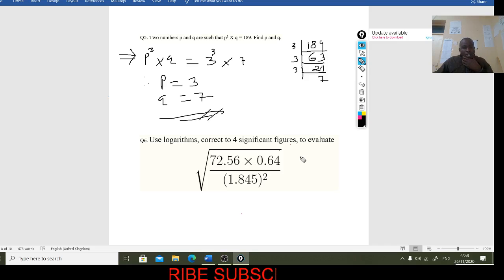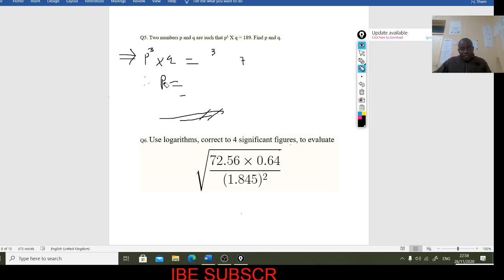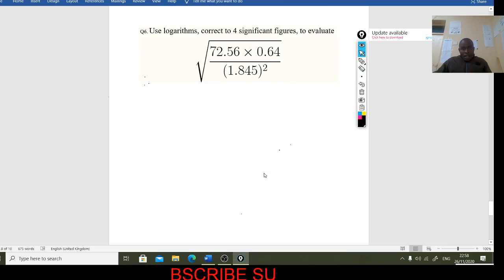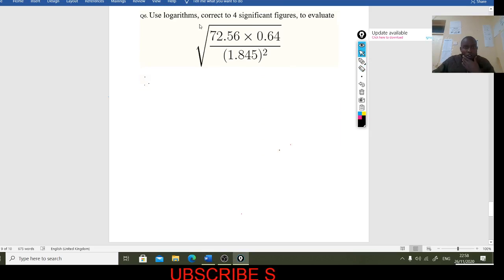Now, I want to discuss logarithm. We have discussed it, but let me do one question on this, so that I leave other questions on logarithms for you to do. So what I do in such a scenario, like here, I'm told in question number 6, use logarithm correct to first significant figure to evaluate this.